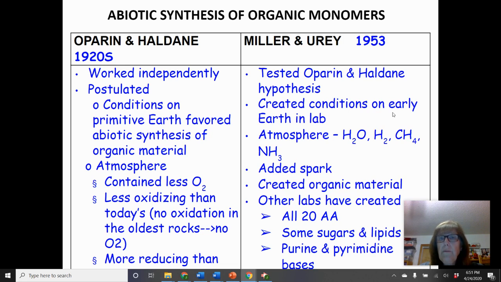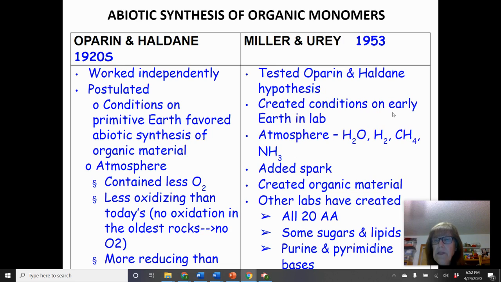Now, Miller and Urey, about 30 years later, really wanted to test Oparin and Haldane's hypothesis. What they did in the laboratory was create conditions that represented the atmosphere of early Earth, which was that there was water, hydrogen gas, methane, and ammonia. They put this all together, added a spark to it, and lo and behold, they were able to create organic material from those elements.